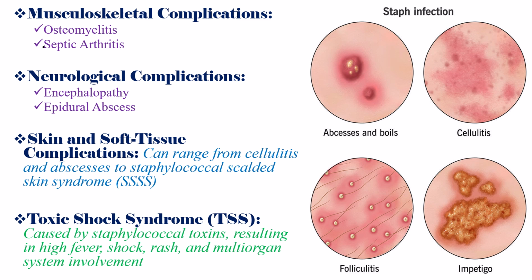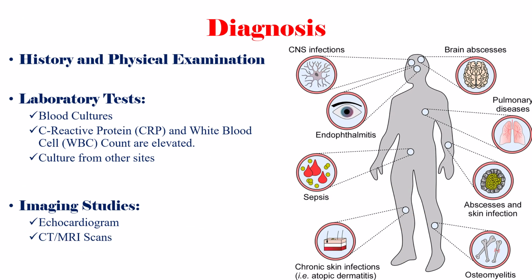Neurologic complications can be encephalopathy or brain dysfunction, and epidural abscess, or collection of pus in the space around the spinal cord or brain. Skin and soft tissue complications can range from cellulitis and abscess to staph scalded skin syndrome, which causes widespread peeling skin, especially in children. Toxic shock syndrome, caused by staphylococcal toxins, resulting in high fever, shock, rash, and multi-organ system involvement, is also a skin and soft tissue complication.